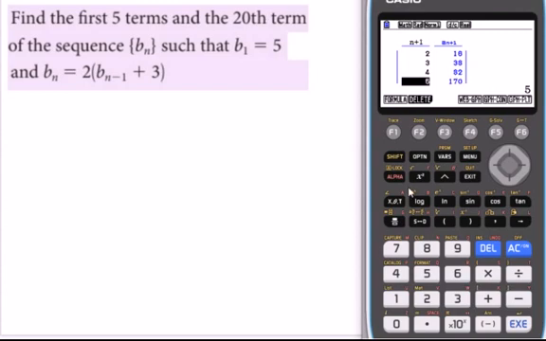The 20th term, this is the bit that would have taken you a long time without a calculator. If I just go on to 20, it's a very large number. It's 5.76 times 10 to the 6. So it's 576 and 4 zeros.